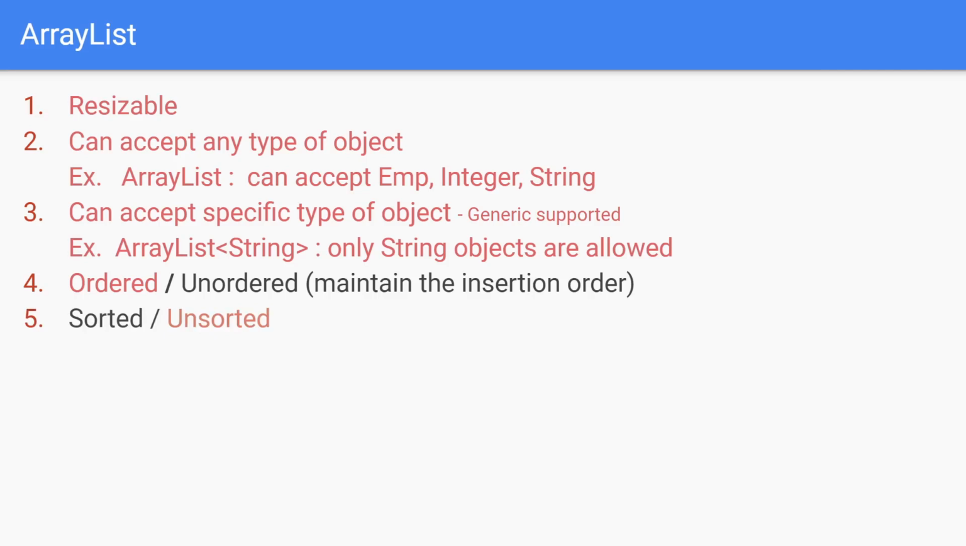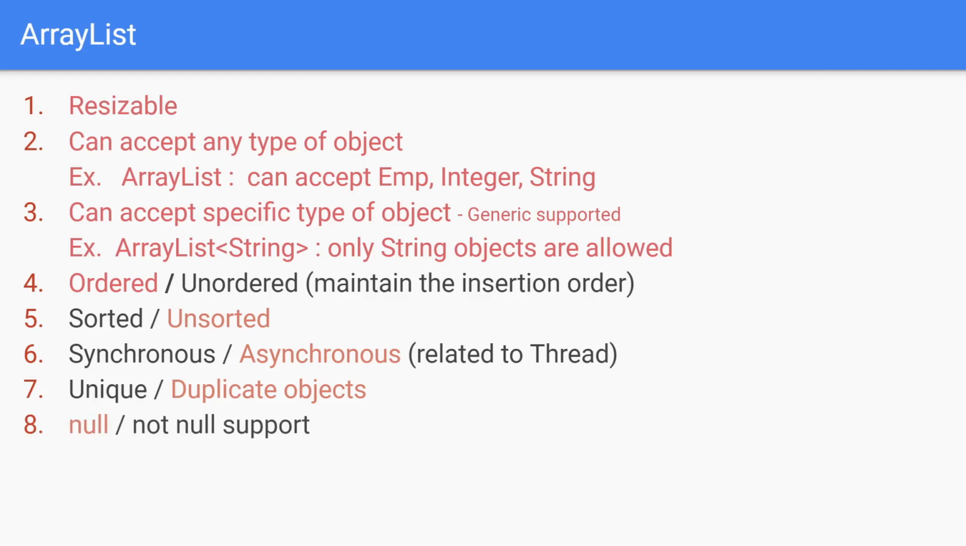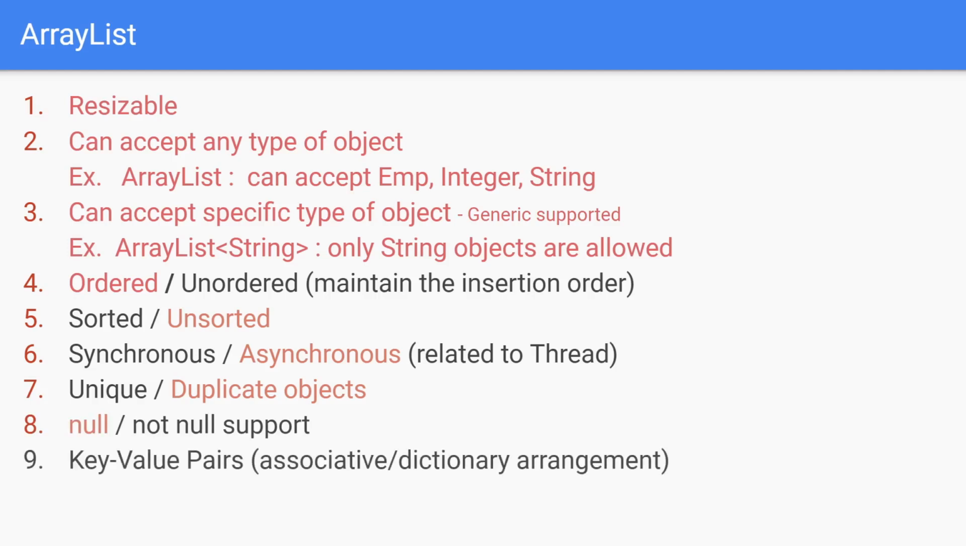ArrayList is unsorted, and ArrayList is asynchronous. Vector is synchronous in terms of multi-threading, whereas multiple threads can access the ArrayList concurrently. You can add duplicate values in the ArrayList, and null values are also supported here, and key-value pairs are not applicable for ArrayList. So these are the 9 points I described in the introduction video, and the applicable points I have highlighted in this slide.